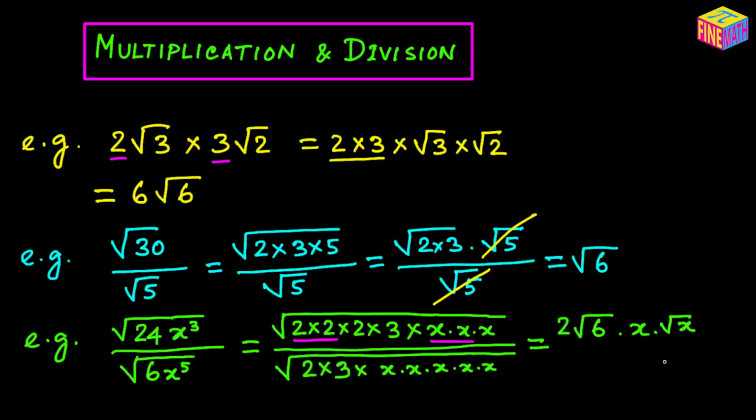and divided by, let's see what I have down below, so we are going to be left with square root of 6 over here, and then for the x, let's see how many pairs we have.